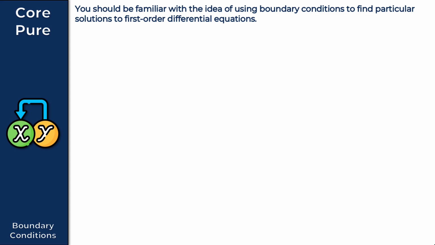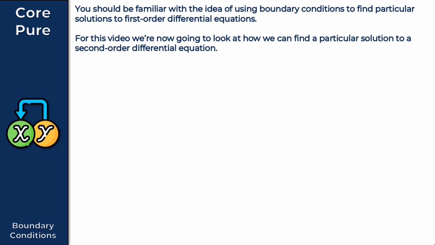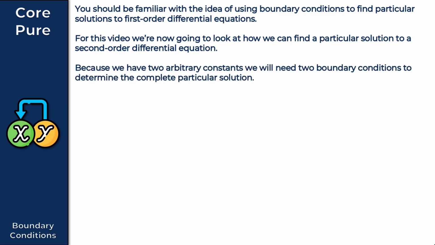In this video here, we're going to take a look at boundary conditions. So you should be familiar with the idea of using boundary conditions to find particular solutions to first order differential equations. Now for this video, we're going to look at how we can find a particular solution to a second order differential equation. And because we have two arbitrary constants, we will need two boundary conditions to determine the complete particular solution.